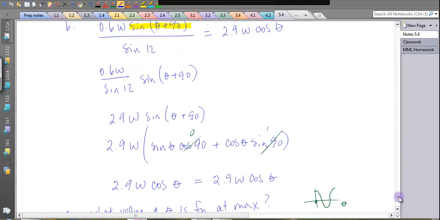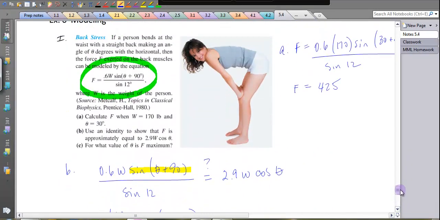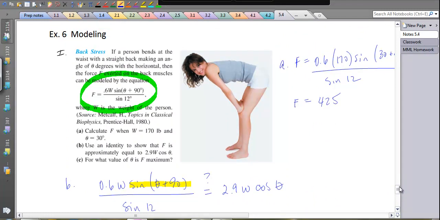So that's just one example of using modeling and our new identity. In this particular case, it was the sum identity for sine.